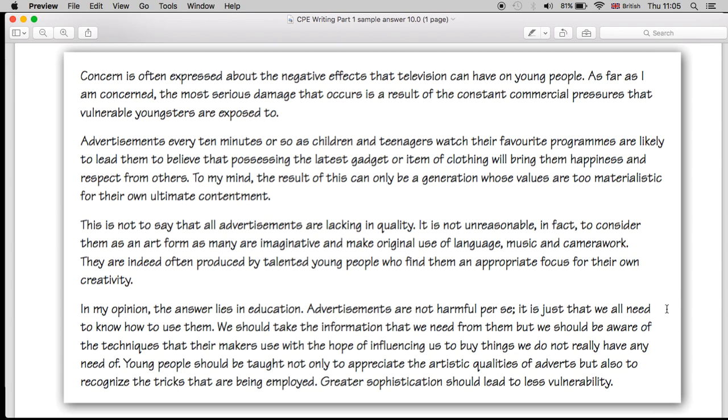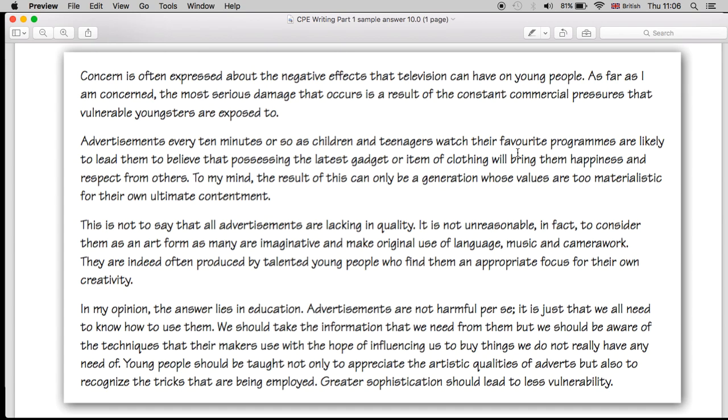In my opinion, the answer lies in education. Advertisements are not harmful per se. It is just that we all need to know how to use them. We should take the information that we need from them, but we should be aware of the techniques that their makers use with the hope of influencing us to buy things we do not really have any need of. Young people should be taught not only to appreciate the artistic qualities of adverts, but also to recognize the tricks that are being employed. Greater sophistication should lead to less vulnerability.